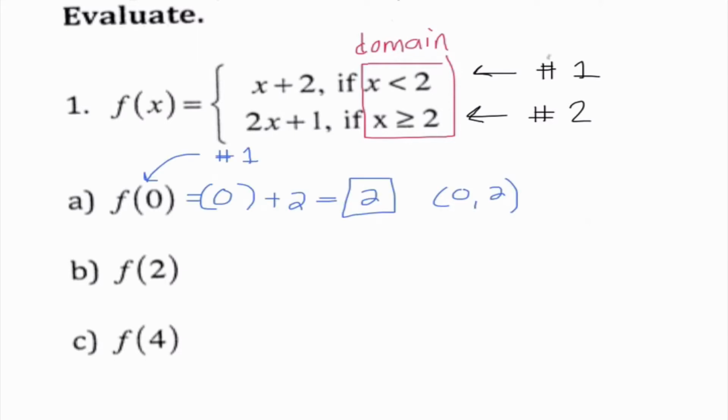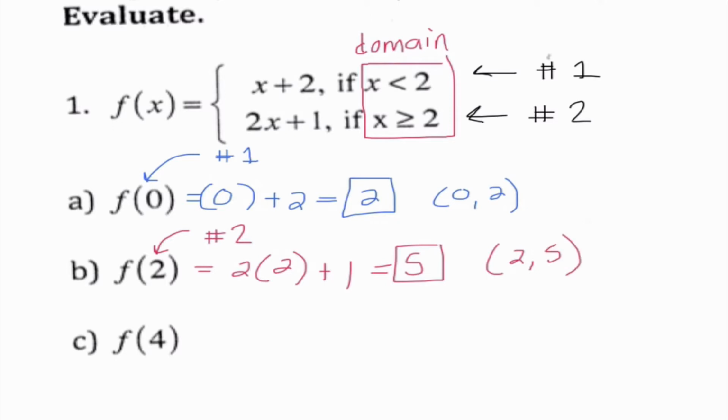Our next problem says f of 2. Once again, I'm starting over with this particular piecewise function, and I need to determine, is 2 less than 2 or is 2 greater than or equal to 2? We know that 2 is greater than or equal to 2, so it fits our second domain. That means I only care about this equation. I can cross out x plus 2. So I'm going to substitute into the second equation and say 2 times 2 plus 1, which is 5. If I wrote this as an ordered pair, it would be (2, 5).